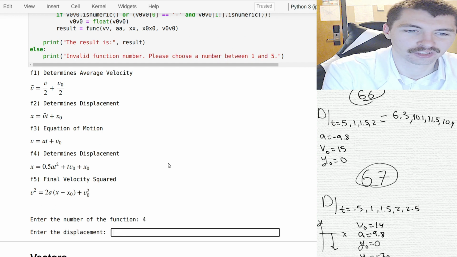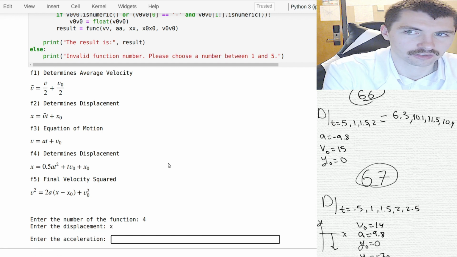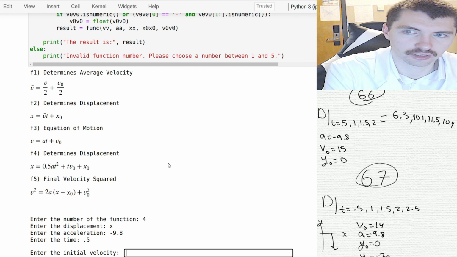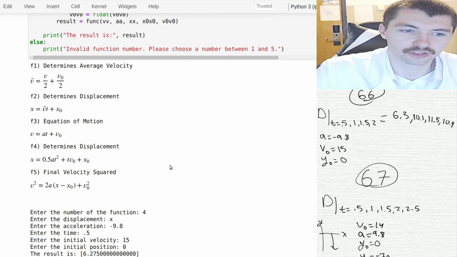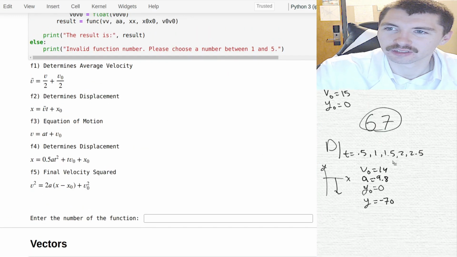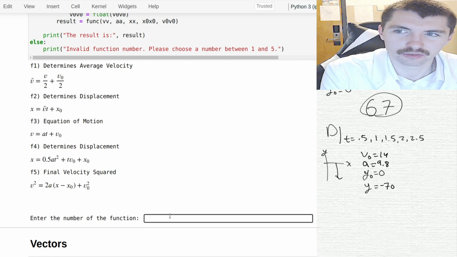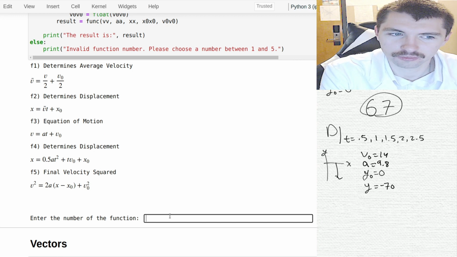So we're doing 4. Displacement is x, negative 9.8. Again, I'm on 66. Time is 0.5. Velocity 15, 0. 6.25. So getting the same answer. So hopefully it doesn't matter too much. Okay, so let's try this. What equation are we using? 4 again.